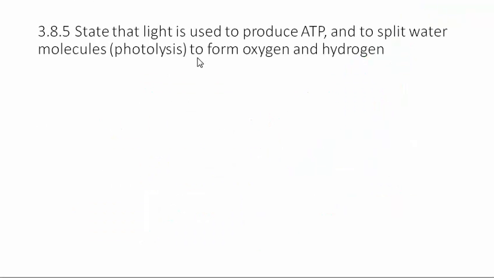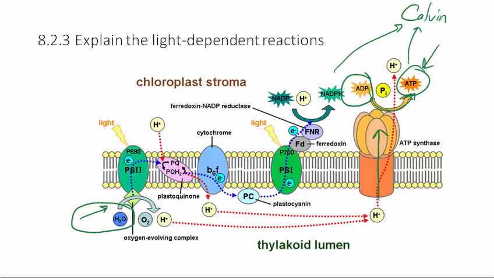State that light is used to produce ATP and to split water molecules, which is called photolysis, right? Photo means light, lysis means to break up, so it's splitting of water using light to form oxygen and hydrogen. Briefly, if we take a look back at the previous slide, you can see that light energy is being used to break up water because the electrons are pulled out of water, and you see oxygen and hydrogen ions are made.